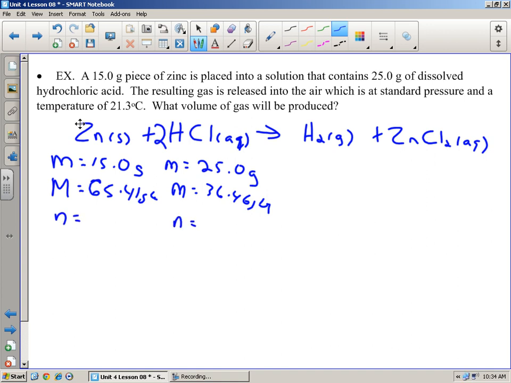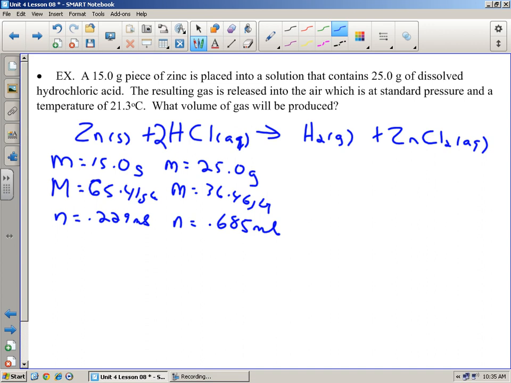Now, once again, if we actually looked at this reaction here, we know that 1 mole of zinc reacts with 2 moles of this. So this is a 1-to-2 ratio. If we had a 1-to-2 ratio, it would give me perfectly 1 mole of this and 1 mole of that. The question becomes, do we have a 1-to-2 ratio here of moles? Okay, so we need to figure this out here. Let's see, 15 divided by 65.41, which is about 0.229 moles, and 25 divided by 36.46 is about 0.685 moles.